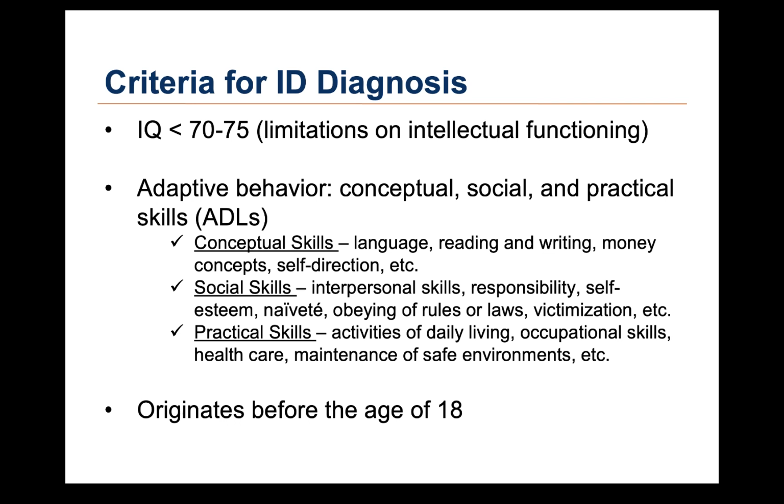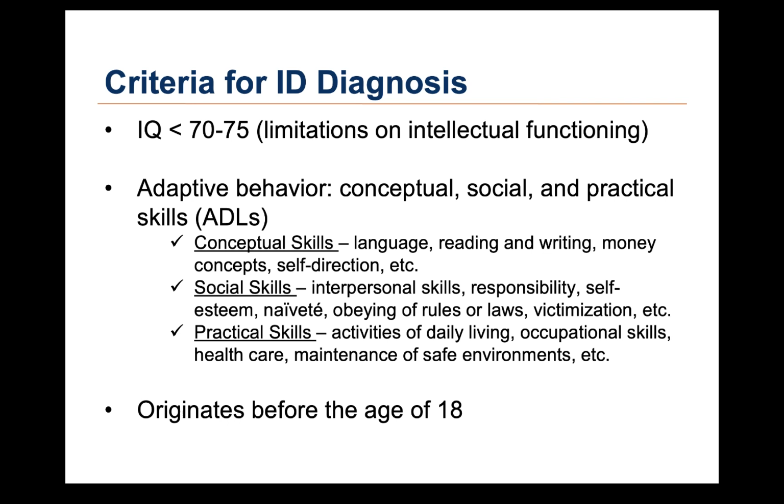Adaptive behaviors include conceptual skills, which are skills like language, reading, writing, money and math concepts, and self-direction. For example, I know how to schedule and plan my day and can execute the schedule of things that I need to do. Social skills include interpersonal skills, making friends, showing a sense of responsibility, and sometimes include self-esteem.